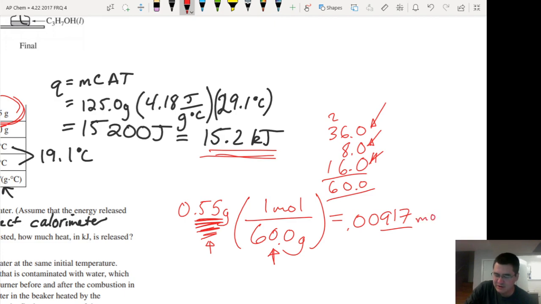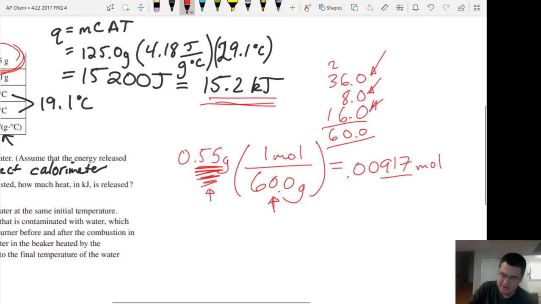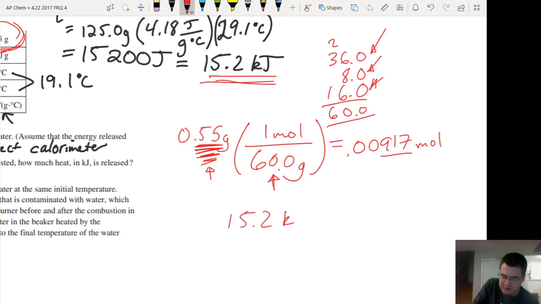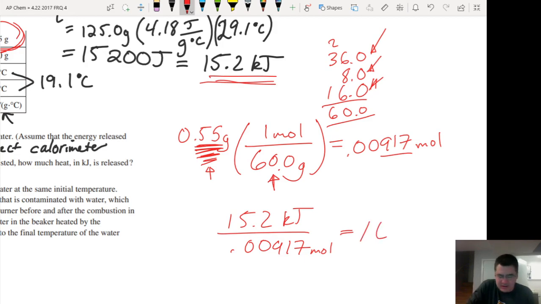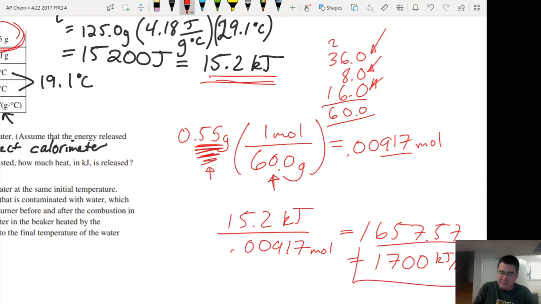So this would be 0.00917 moles, right? So I need to get kilojoules per mole. I just take 15.2 kilojoules divided by 0.00917. Because this number was based on 2 sig figs, now is where I would round my answer to 2. So 15.2 divided by 0.00917 moles would be 1657.57, rounded to 2 would just be 1700 kilojoules per mole.